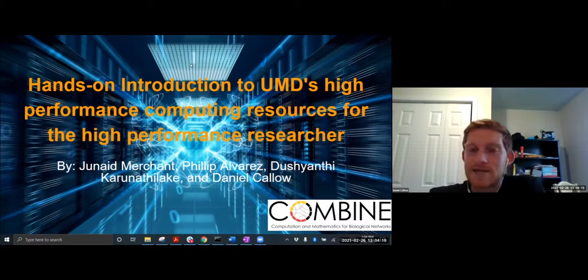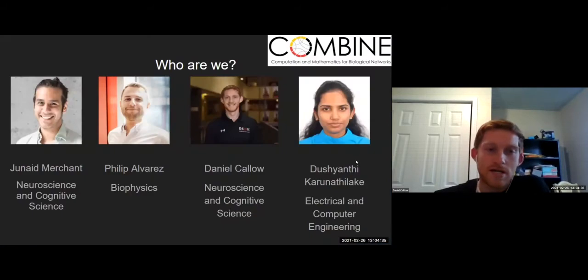So briefly, this kind of peer-to-peer tutorial is focused on a hands-on introduction to UMD's high-performance computing resources for hopefully the high-performance researcher. And so first, we're just going to have a brief overview of who we are. So we have Junaid, who is a graduate student in the Neuroscience and Cognitive Science program. Philip, who is from the Biophysics department. Me, Daniel, I'm part of the Neuroscience and Cognitive Science program, and Desanzi, who is in the Electrical and Computer Engineering program.